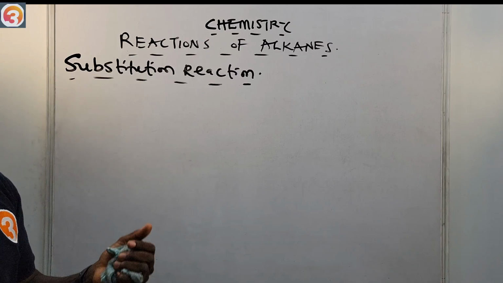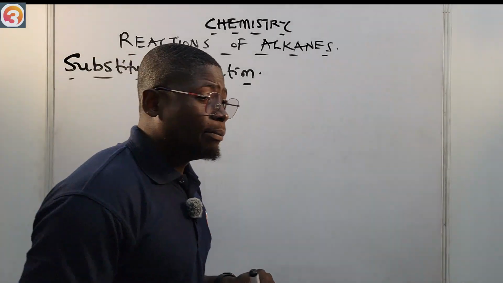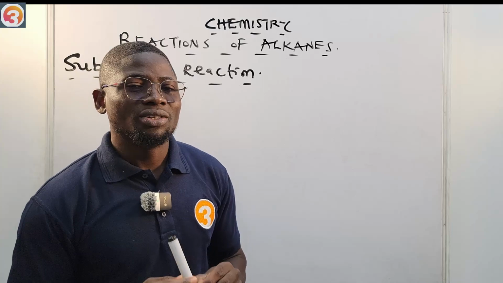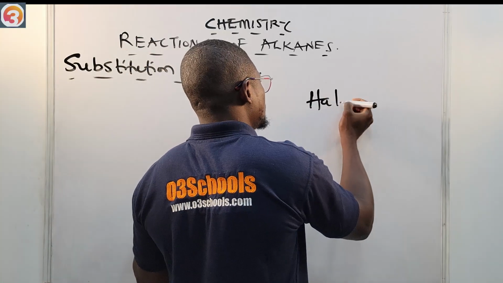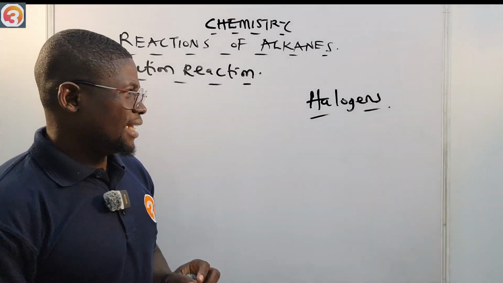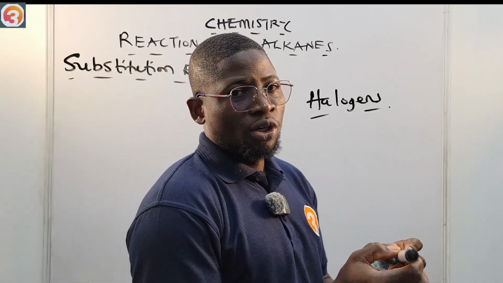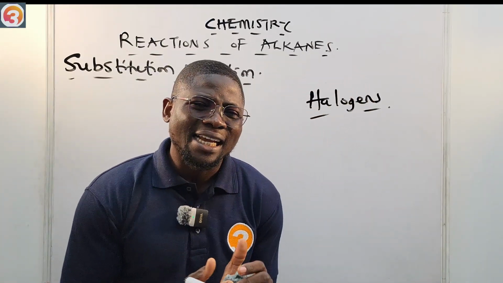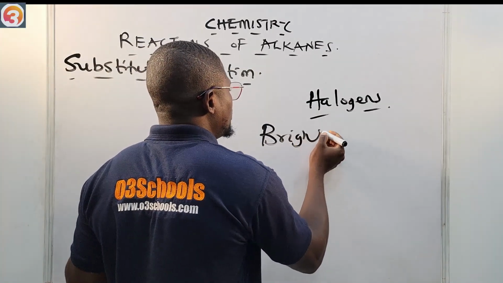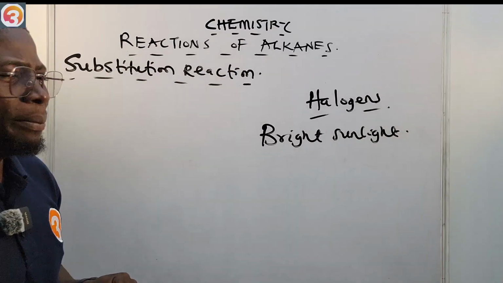Okay, let us see an example. First of all, it's important to know that alkanes burn very well. They are very good at burning. But they are not very good at reacting with halogens. But they can react with halogens under certain conditions. If these conditions are right, they can react with halogens under what we call bright sunlight, very bright sunlight.